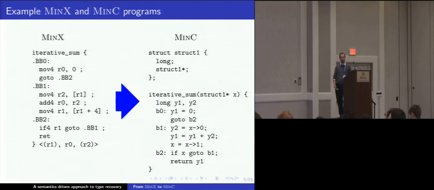And this is the equivalent decompiled MinC program. So immediately we see we have this linked list type. We have struct 1 as a definition at the beginning. And that has two fields. One has type long, and the other is the next pointer. Note that these don't have names, and if you look at the accesses to these fields in block B1, you'll see that we just access them by their position in the struct.